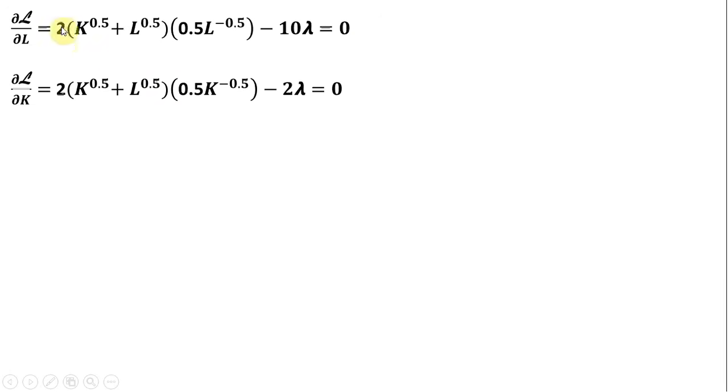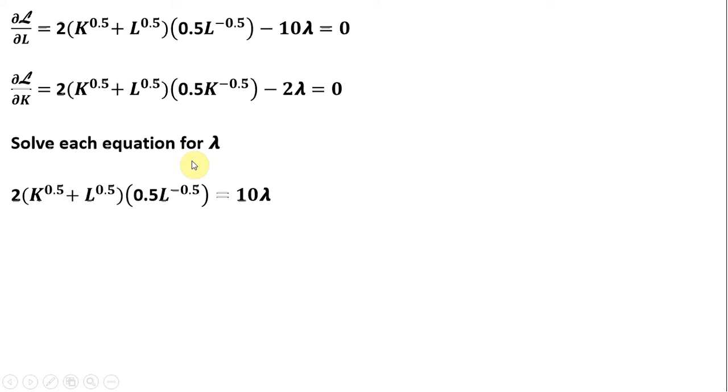The next step is I'll take these first 2 partial derivative results from the last screen, and I'm going to solve each equation for lambda. I'll start with this one up here. Moving this minus 10 lambda over to the other side, we have this result. Dividing through by 10, so 2 divided by 10 is 1/5. Everything else here is unchanged.